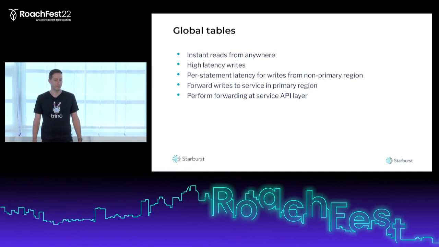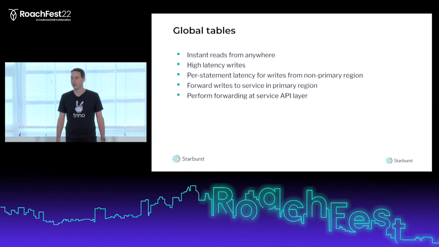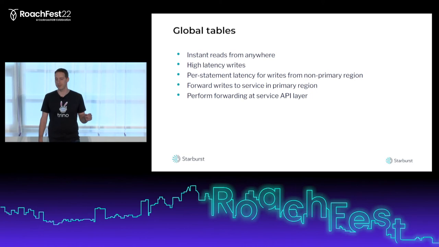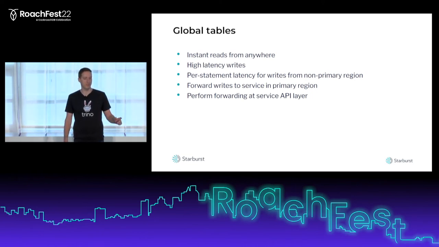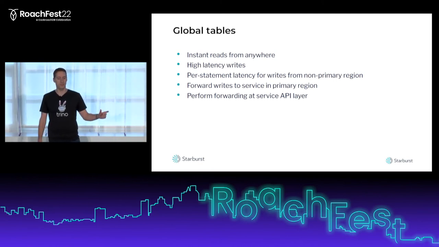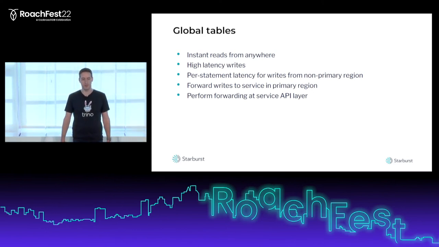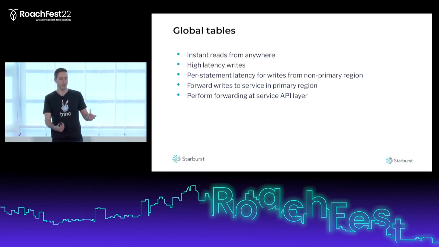One issue we found with global tables is that when you're doing transactions for writes, if you're not writing to the primary region, there's a per statement latency for every single one of those write operations in the transaction. We have an audit log table, so every time you do something, we write to the audit log table and we write to the underlying tables. So if the primary region is in the US and you're doing that write from Asia and you've got that 100 millisecond latency, then every single write operation in that transaction is going to add 100 milliseconds, and that adds up really quickly. And that's on top of the high latency for the global table write.